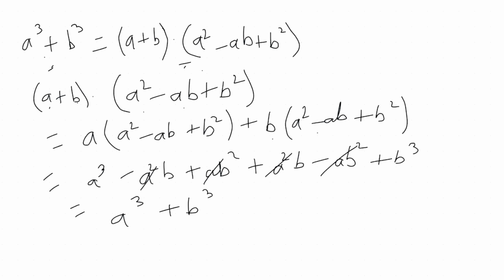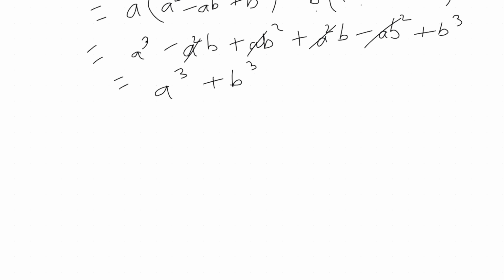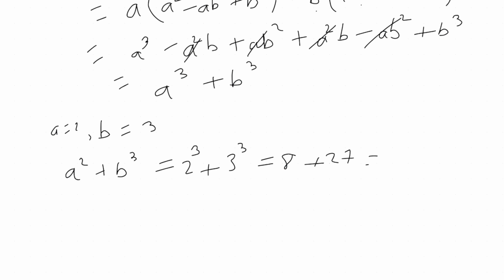Okay. Now let us suppose A is 2 and B is 3, and let us do A cube plus B cube, which means 2 cube plus 3 cube. Okay. First, you can easily calculate this. 2 cube is 8, 3 cube is 27, and the answer is 35. Now let us do it with the formula. 2 cube plus 3 cube equal to 8 plus 27 is 35.